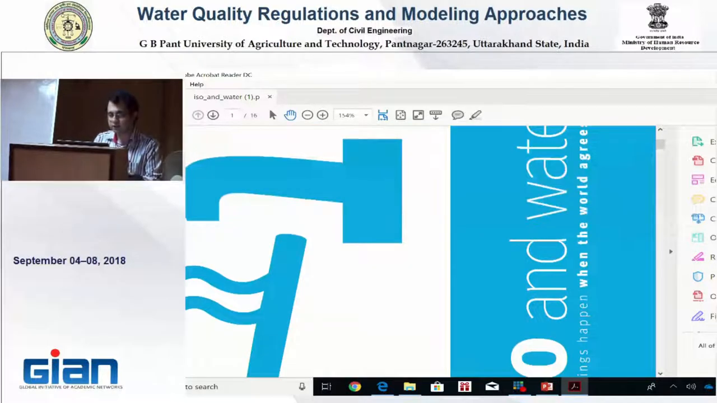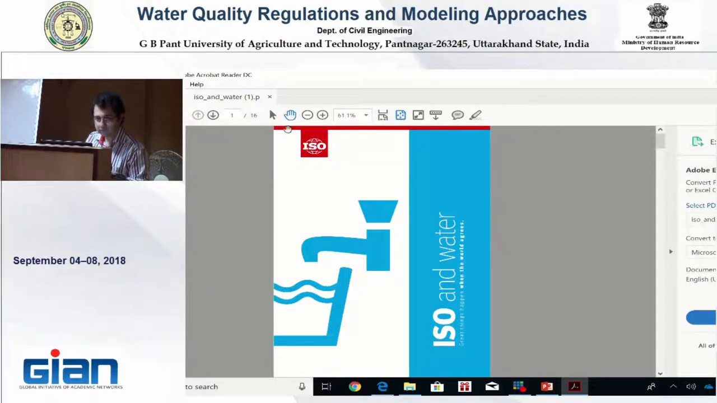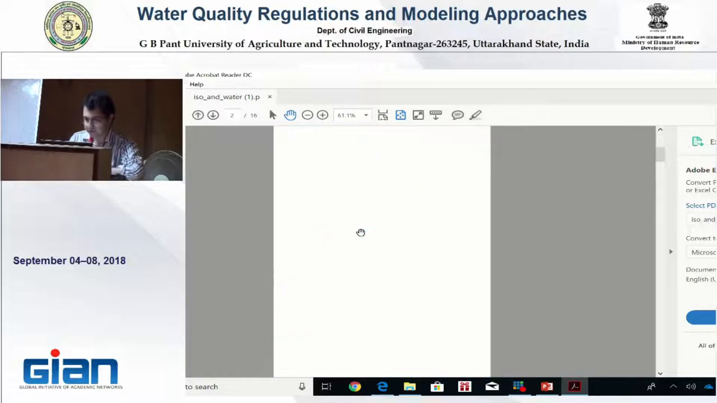This file that I also will give is ISO and water. It has all the standards that are related to the water, so you can find all the things that you need. It is like a document.